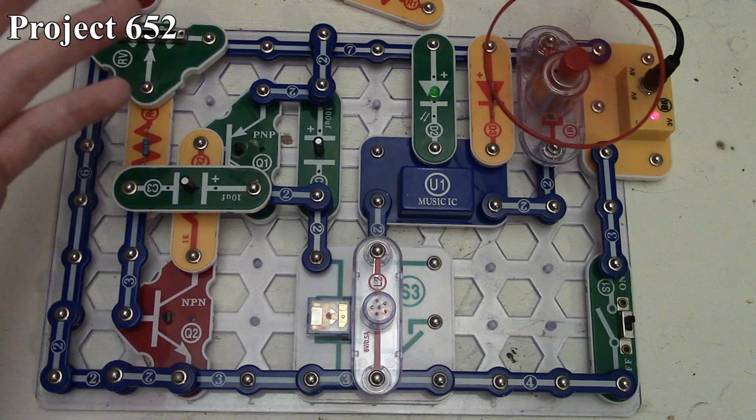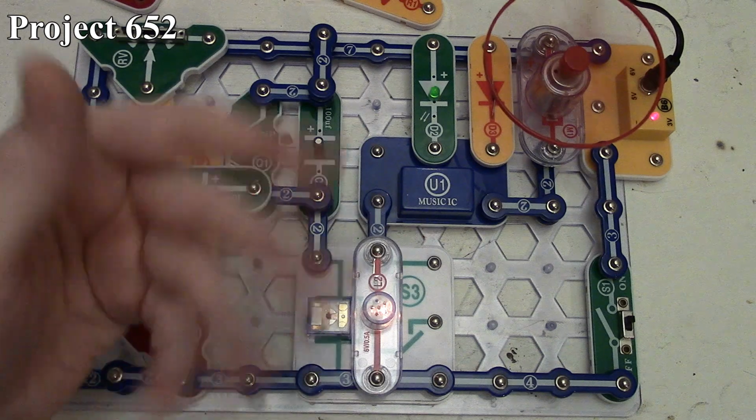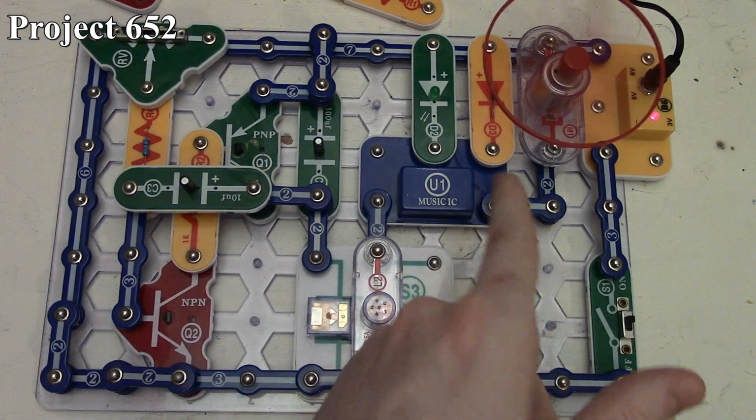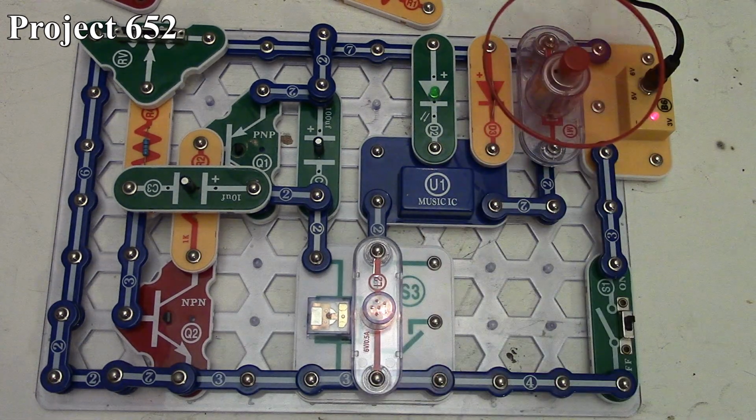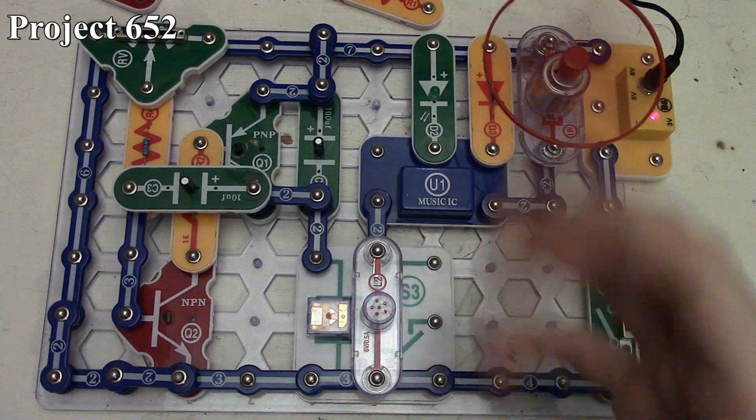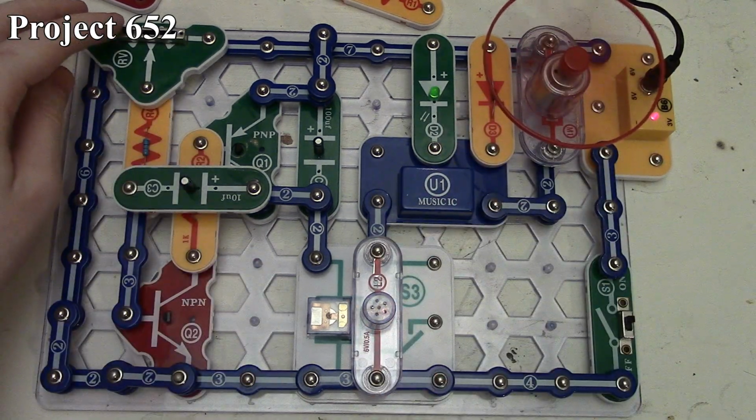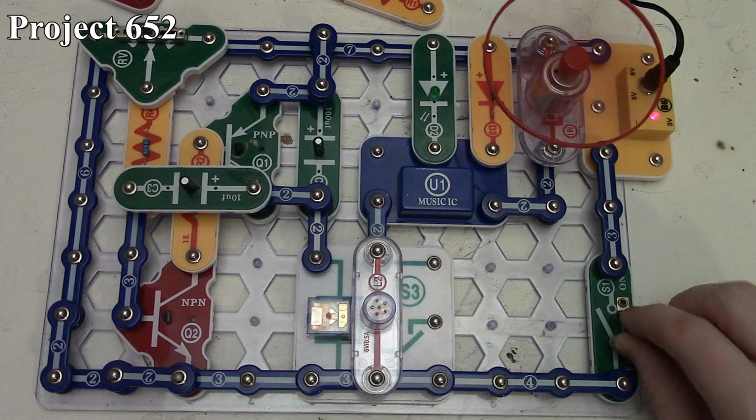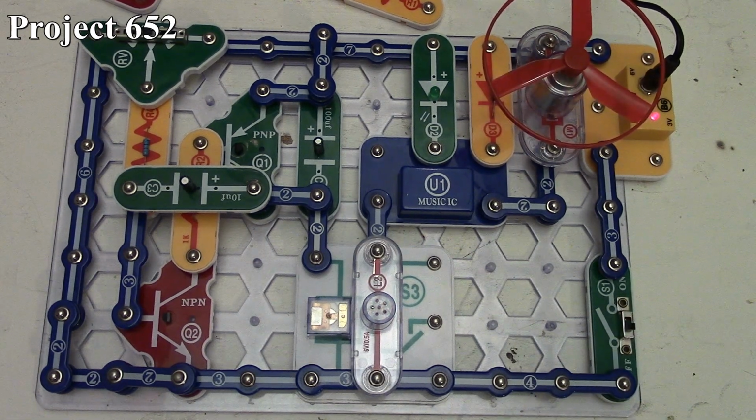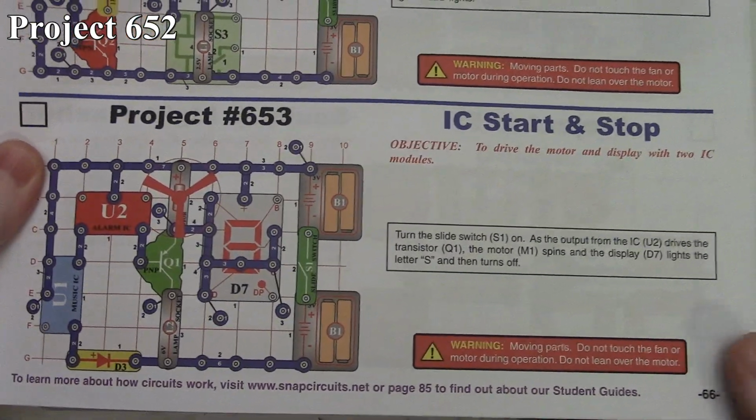And they call it a stepper motor because every time the relay is being energized and de-energized, connecting and disconnecting ground directly, we're affecting the output of the music IC, controlling the bursts of current to the motor there, where it can speed up and slow down, so it runs in steps, making it a stepper motor. So that's how Project 652 works, and now we're going to look at Project 653, which is the IC start and stop.